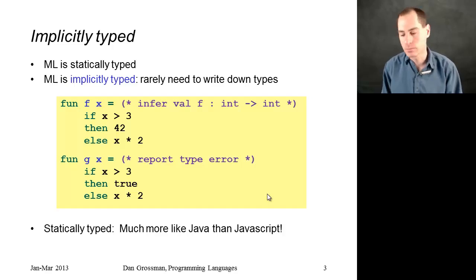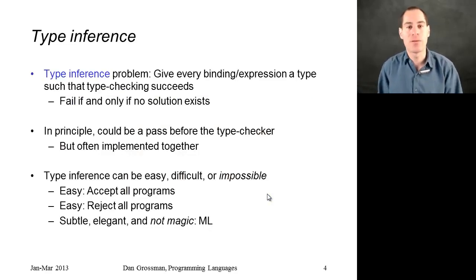So what then is the type inference problem? The type inference problem is take a program, like we saw in the previous slide, and try to give every variable and binding and expression in that program a type, such that if you wrote down all those types, type checking would succeed. So we need to infer all the types such that the program would type check. If we cannot do so, if it is impossible to give such types, like in that second example where true and x times 2 simply do not have the same type, then it's the role of type inference to fail and presumably give some sort of error message.